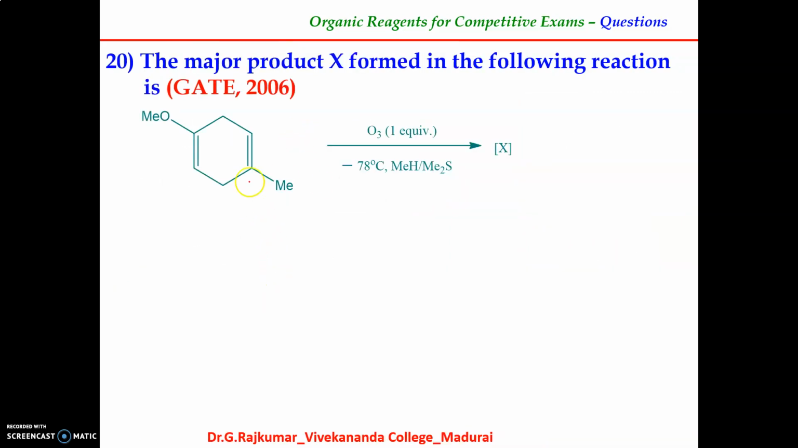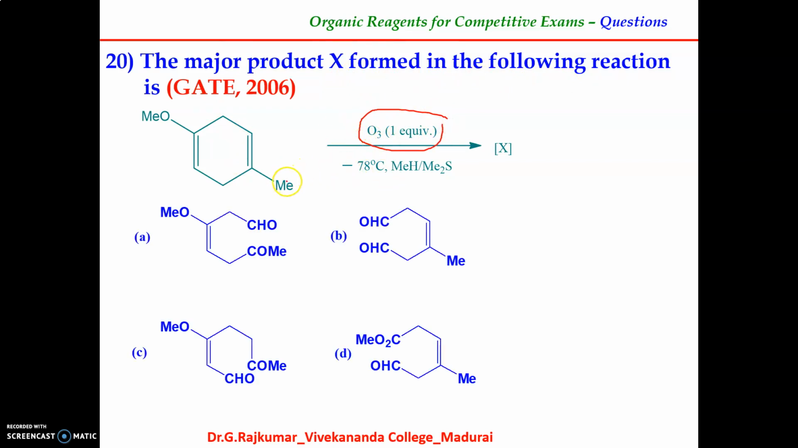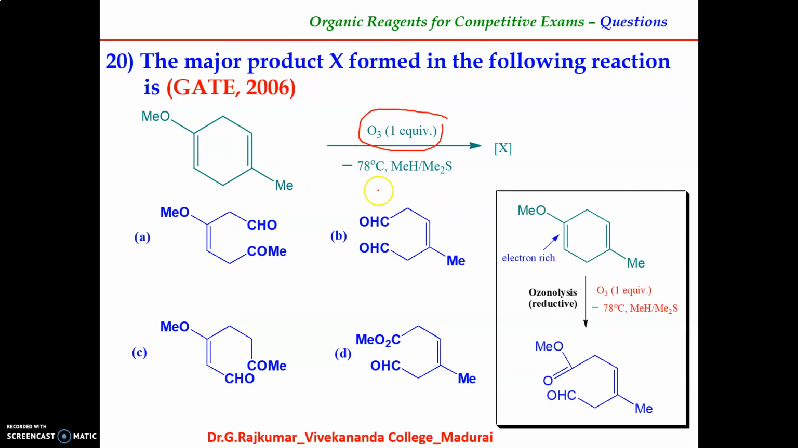So this question was asked in the 2006 GATE examination, similar to the previous one. The major product formed in the following reaction. So they have given one equivalent of O3, that is ozonolysis. They have given four options. You can see, ozonolysis can take place to this side or to this side. But ozonolysis at a faster rate in one equivalent, so the more electron rich double bond can get ozonized.